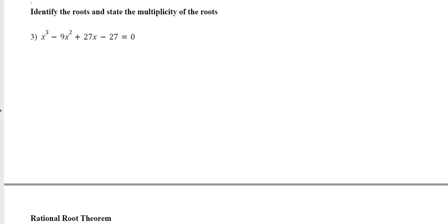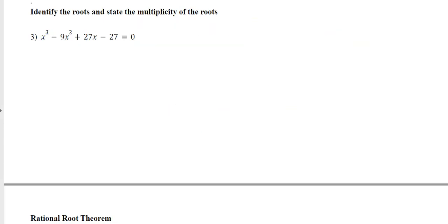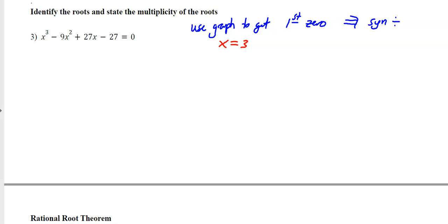So sometimes we can kind of cheat, and we can use the graph to get our first 0. And then after that, we can use synthetic division to get the rest. So let me show you what I mean. So from the graph, we are pretty sure that something is going on at x equals 3. So let's do synthetic division on that.